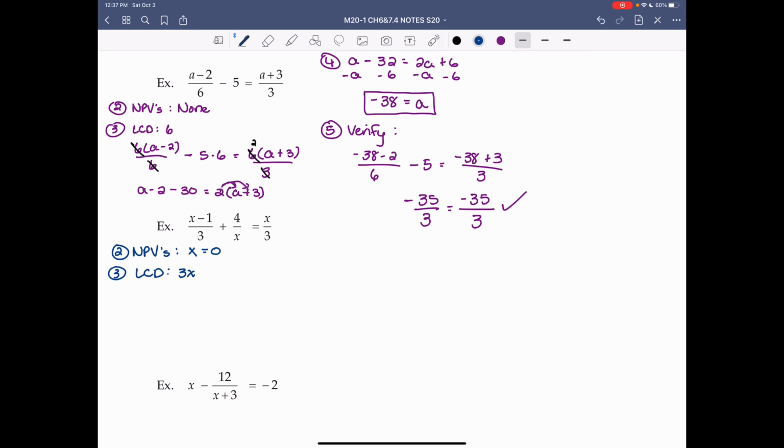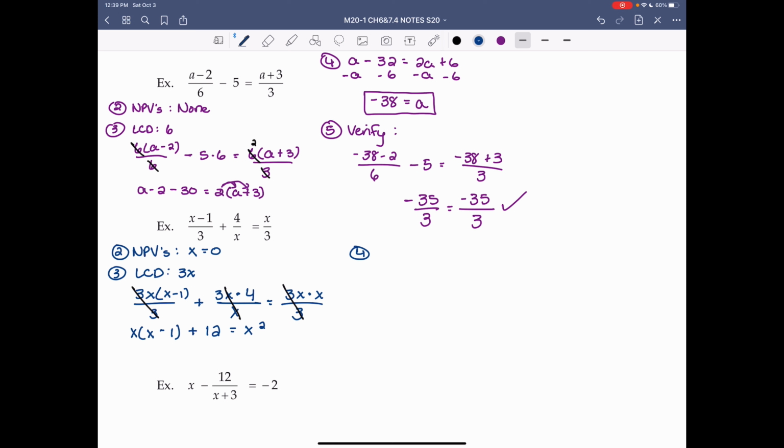Multiply all the terms by 3x, we get 3x times (x - 1)/3 plus 3x times 4/x equals 3x times x/3. In the first fraction, the 3's divide to 1. In the second fraction, the x's divide to 1. And in the third fraction, the 3's divide to 1. We are left with x times (x - 1) plus 3 times 4 is 12 equals x times x, which is x squared.